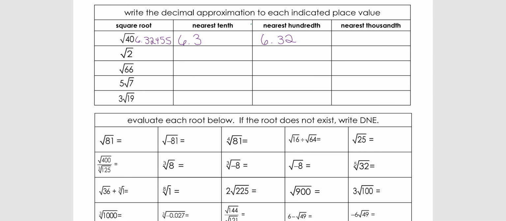And the nearest thousandth is round to the third decimal place. So that would be 6.32, and then we need to figure out, do we want the 4 to go up or down? Well, the 5 is 5 or higher, so the 4 will go up. 6.325. Okay, so that is the square root of 40 with decimal approximations.